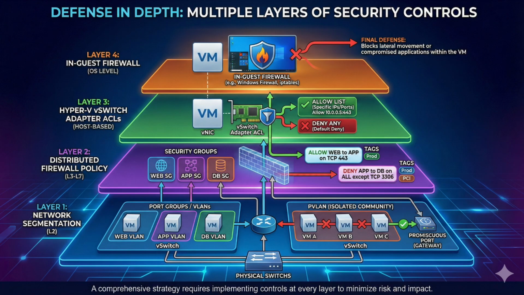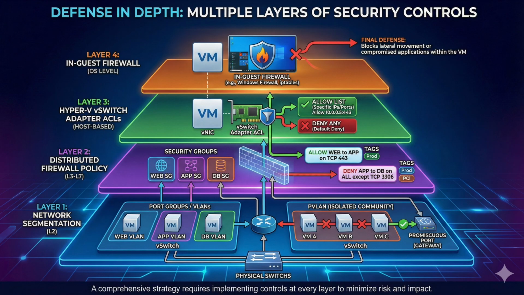If you're in Hyper-V, you can apply firewall-like rules directly to a VM's virtual network adapter using adapter ACLs. A practical classroom exercise is to start with deny any for a VM, then add explicit allow rules for only the subnets and ports it needs. That's least privilege in network form.